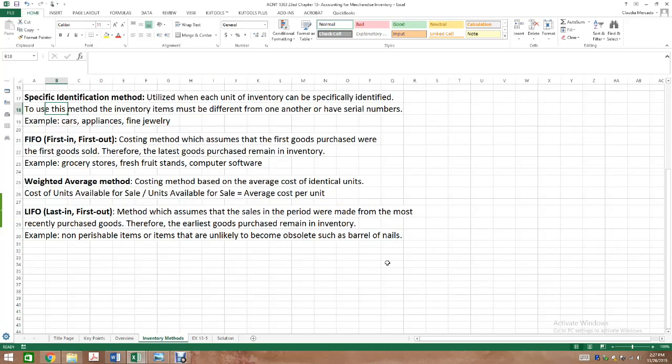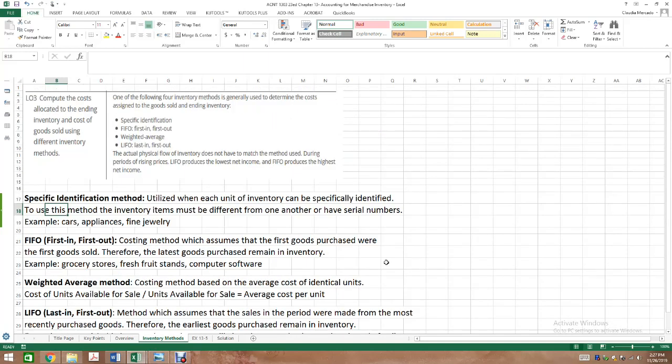Okay. So now I'm going to run over to our learning objective 3, which is, I guess, the fundamentals of this chapter. They provide a lot of information, but at the end, we are interested in computing the cost allocated to our ending inventory and cost of goods sold using different inventory methods. So what does this mean? We want to figure out how much our inventory is valued using the 4 methods that are provided.